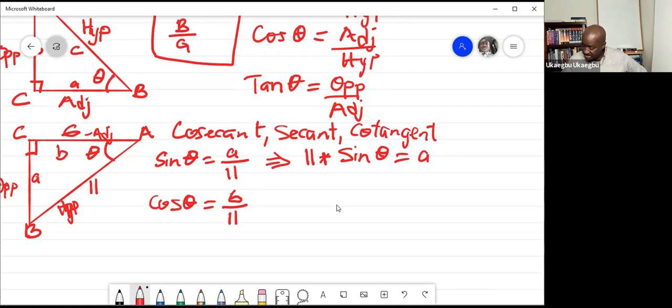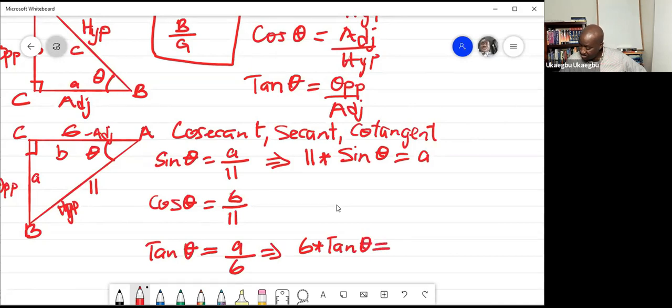On the other hand, tangent theta is what? Opposite. Opposite is A divided by adjacent. Adjacent is 6. So it follows that 6 multiplied by tangent theta will give us the value of A. This is A, not 9. This is A.